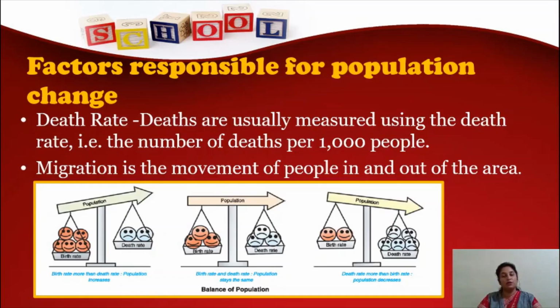Now the population can be described in three stages. Number 1, when the birth rate is high but the death rate is low. In such a condition in that country, the population will increase. In the second stage, we can describe it as when the birth rate and death rate both are equal. In such a condition, the population of that country will remain the same. And in the third condition, we can describe it as when the birth rate is low but death rate is high. In such a condition, the population of that country will decrease.